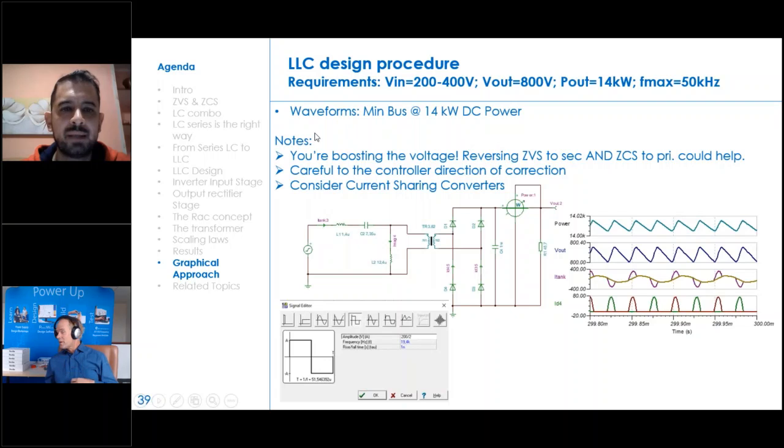Just one note by my side: remember that you're boosting the voltage, passing from 200, 400 to something like 800. So probably reversing zero voltage switching to the secondary and zero current switching to the primary could help, because if the output voltage is higher on the secondary with the same power, you get less current here. So it's better to have zero voltage switching on secondary and zero current switching on primary. Careful to the controller direction of correction. And let's consider even the possibility to use current sharing converters, so paralleling different converters.